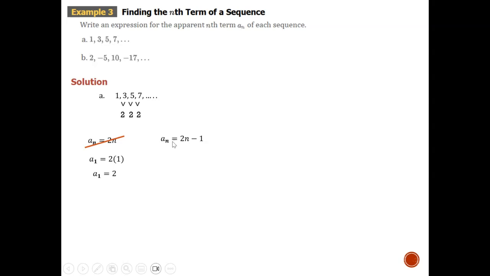So let's try, if we go from 2 to 1, we subtract 1. Let's see if it works. a1 is equal to 2 times 1 minus 1, which is 2 minus 1, which is equal to 1. So that one works. Let's try the fourth term. If the fourth term works, that means all of these are going to work. The fourth term, a4, is equal to 2 times 4 minus 1, which is 8 minus 1, which is equal to 7. So this is my formula, guys.